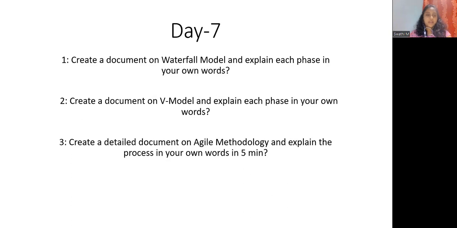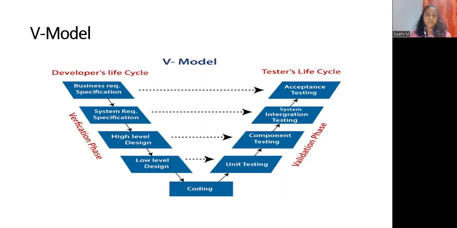Create a document on V model and explain each phase in your own words. So V model, here you can see the developer's life cycle and the tester's life cycle. In the developer's life cycle, verification phase is done, and in the tester's life cycle, validation phase is done. So V model is also referred to as verification and validation model.